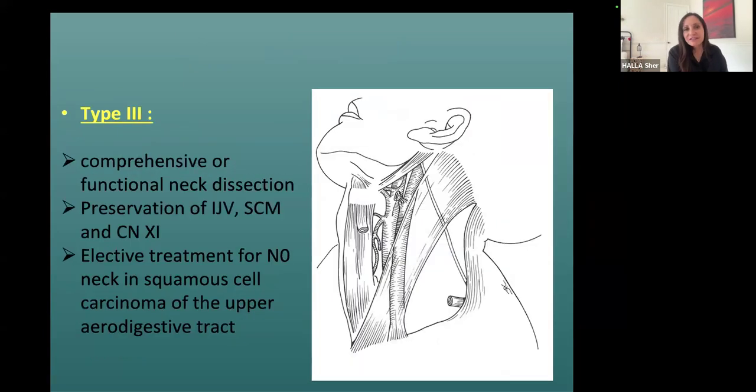A type 3 modified radical neck dissection, we also call either a functional neck dissection or a comprehensive neck dissection. And that is where levels 1 through 5 are dissected, and all three non-lymphatic structures are preserved. Occasionally, this is done for N0 neck, but it's also more frequently done for less bulky nodal disease, where the predictable patterns of spread dictate that you dissect levels 1 through 5.